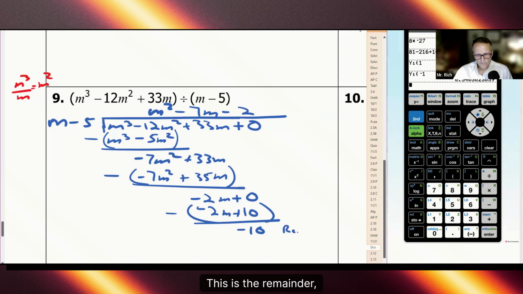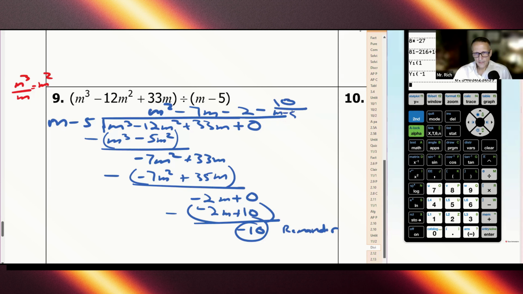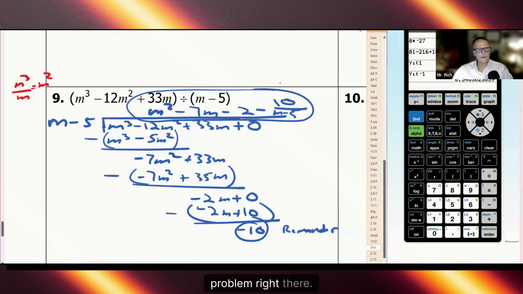This is the remainder, right? There's nothing else to pull down from up here. So it is the remainder, but then that means that I'm going to put a minus 10 over the divisor m minus 5. And this expression is the answer to the division problem right there.